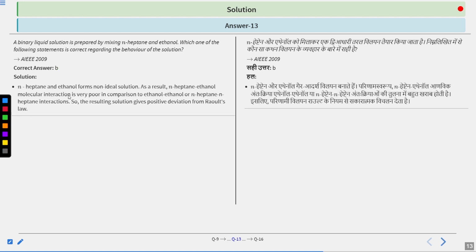So what happens here is that heptane and ethanol form a non-ideal solution, because one is somewhat polar and the other is totally non-polar. As a result, the interaction is low, and as the interaction is less, the molecules will find it easy to escape, hence increasing the vapor pressure. So we can say the resulting solution will show deviation from Raoult's law, and it will produce positive deviation. Clear? Now moving on to the next question.